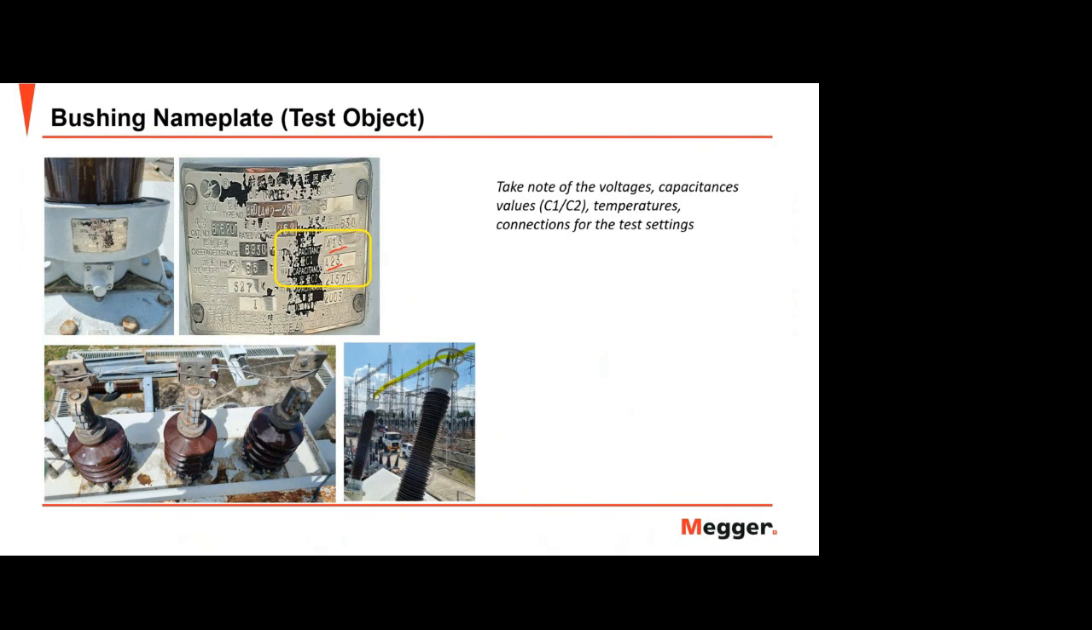Good thing with this bushing again is that we have these values here. We have the C2 also, 21,570 picofarad. And look at this, we have shorted the tertiary winding, and we have shorted the bushing of the primary and the secondary winding. Remember, this is an auto transformer.